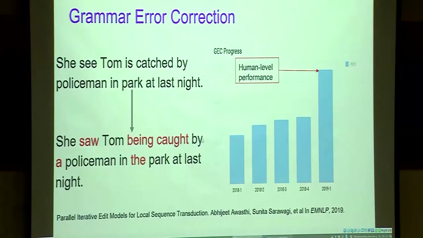This is another task. It's not a mainstream task. I mentioned it because in our lab we are working on the problem of grammar error correction, again using deep learning. In grammar error correction, you take an incorrect sentence and you correct its grammatical errors. And even here we have shown that you can get human level performance.